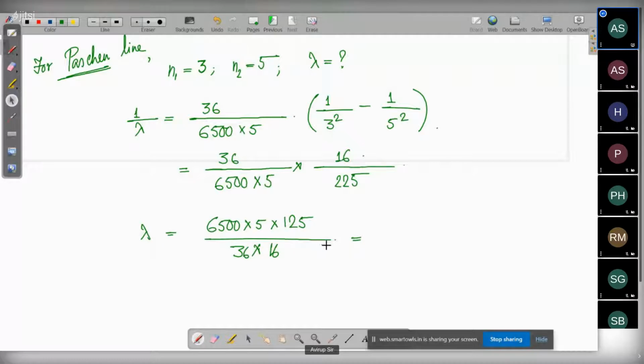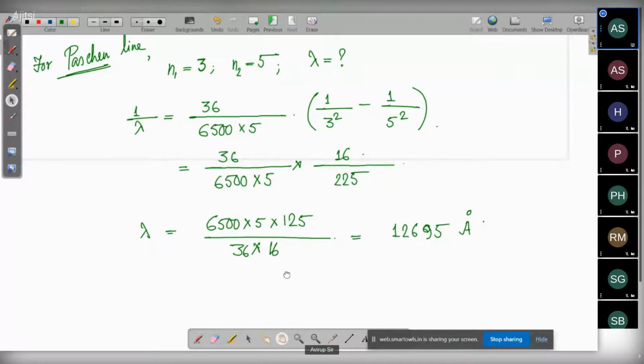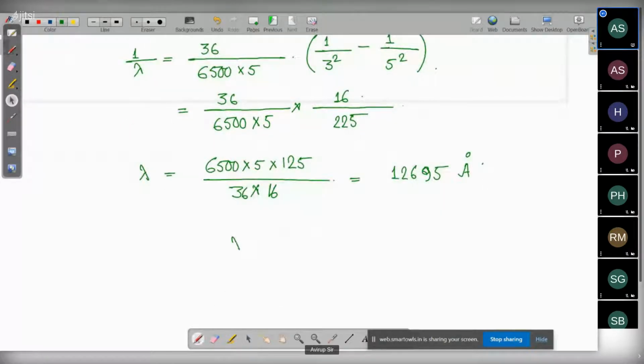And if you put this and do the calculation, then your answer should come at 12695 angstrom. So thus you are getting your answer: lambda is equal to 12695 angstrom.